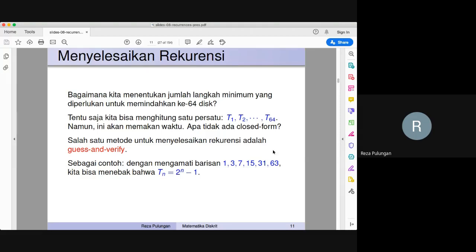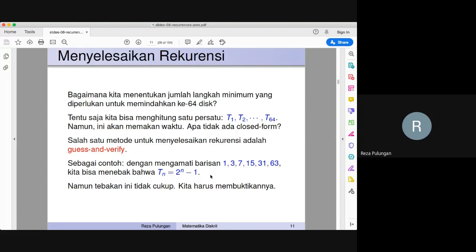Let's look at this sequence: 1, 3, 7, 15, 31, 63. The first one is 1, and then the second one is 3. This looks like 2 to the power of 1 minus 1, 2 to the power of 2 minus 1, 2 to the power of 3 minus 1, 2 to the power of 4 minus 1, and so forth. And we can guess that the solution will be Tn is equal to 2 to the power of n minus 1.